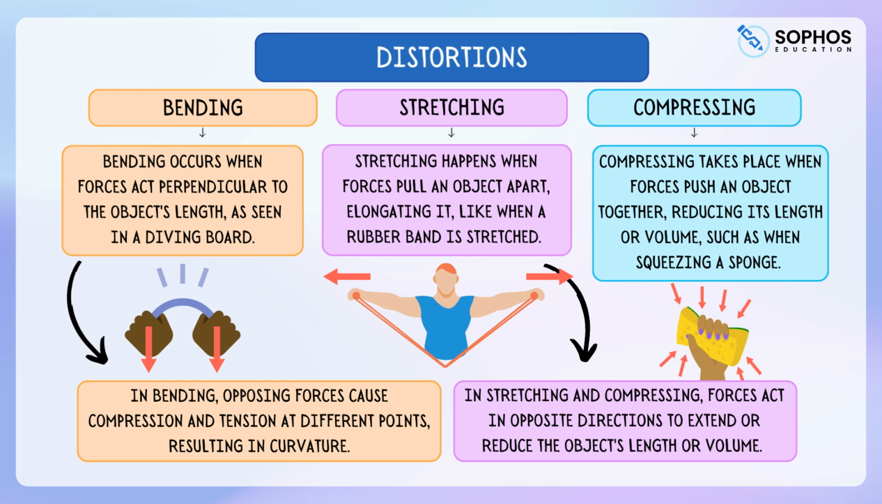We also discussed why multiple forces are required to create these distortions. A single force would merely move the object, but paired forces enable the necessary tension or compression within the material. In bending, opposing forces cause compression and tension at different points, resulting in curvature. In stretching and compressing, forces act in opposite directions to extend or reduce the object's length or volume.